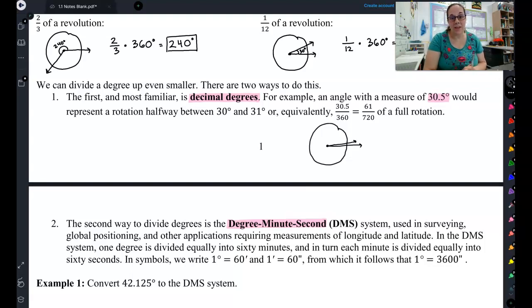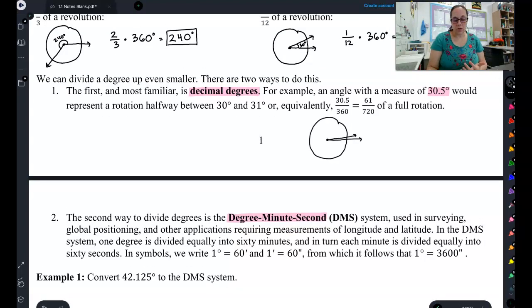Another good example, astronauts. The math to get an astronaut on the moon has to be very specific. If you are 0.001 degrees off, you are not going to land on the moon. So those are a couple examples where we need to be really specific about our decimal degrees. We need to go down to the 10th, the 100th, the 1000th, and be exact in our degrees, in our measure of rotation. So, like I said, there are two ways we do this.